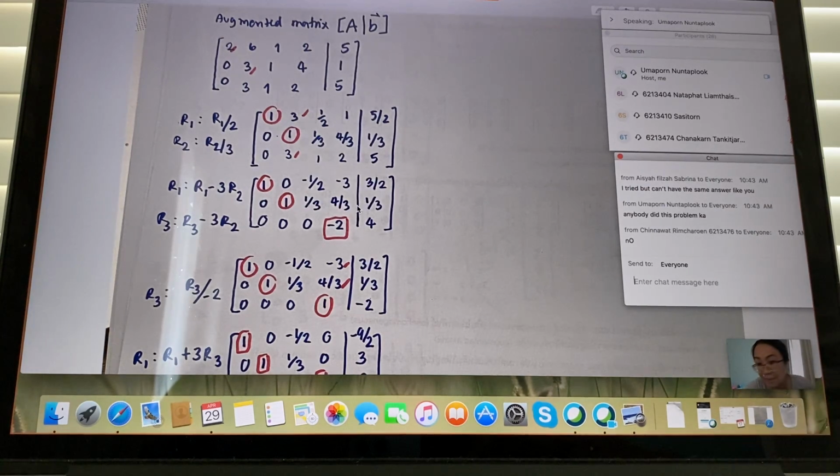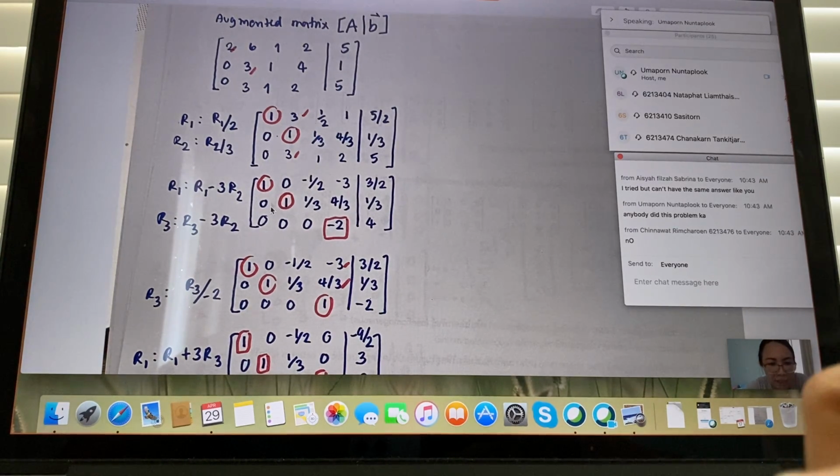R2 we keep the same. And then R3. In R3, we need to make this term become 0 once again. So I just take R3 minus 3 R2. See? And this term becomes 0. All right. Now the first column here is 5. We have leading 1. The rest will be 0. The second row here we have leading 1. Here will be 0.